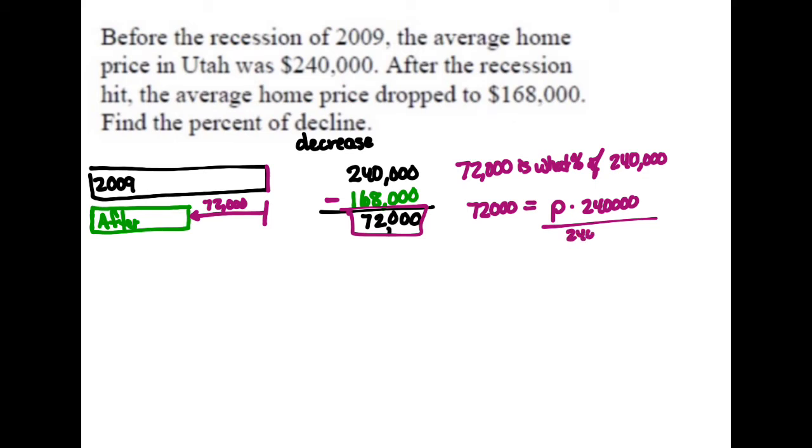So to get P by itself, you have to do the opposite. And the opposite of multiply is divide. So those now cancel out. So 72,000 divided by 240,000 is 0.3. Because P represents the percent, I have to move the decimal back 2 places, and I get 30%, in the words they used, a 30% decline.